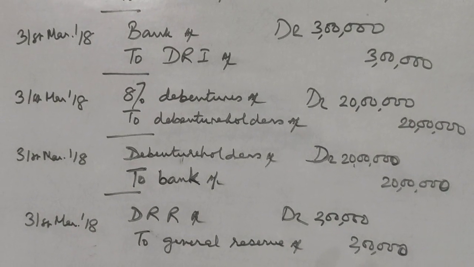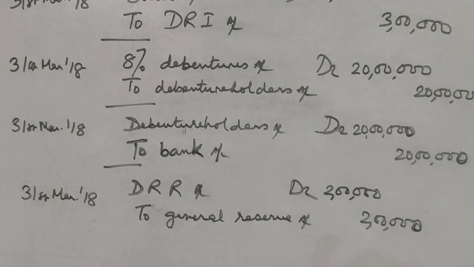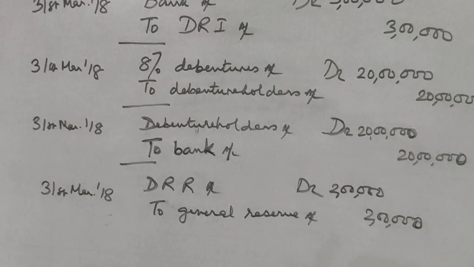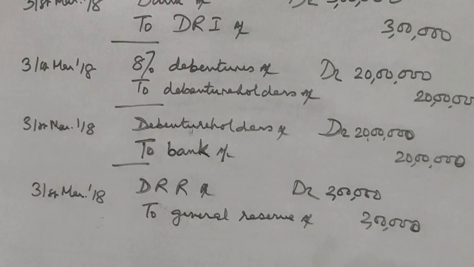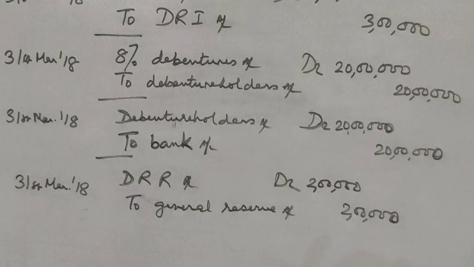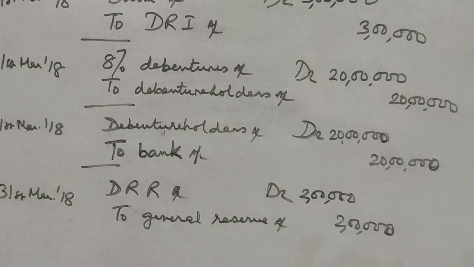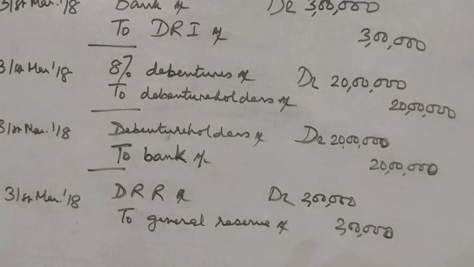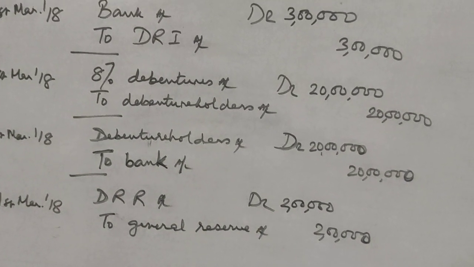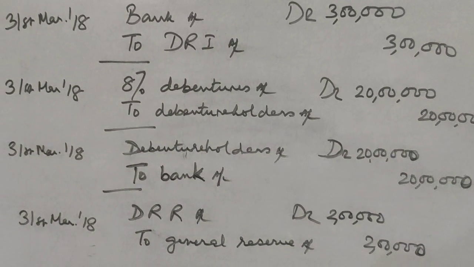And then since we have redeemed the debentures, the remaining amount in the debenture redemption reserve, that is 2 lakh, will be transferred to general reserve. So on 31st March 2018, debenture redemption reserve account debit 2 lakh to general reserve account 2 lakh. So this should give you the concept of how much debenture redemption reserve we have to make, how much we have to transfer to general reserve when the debentures are redeemed by lots, and how much investment we have to make. So please be clear about this.